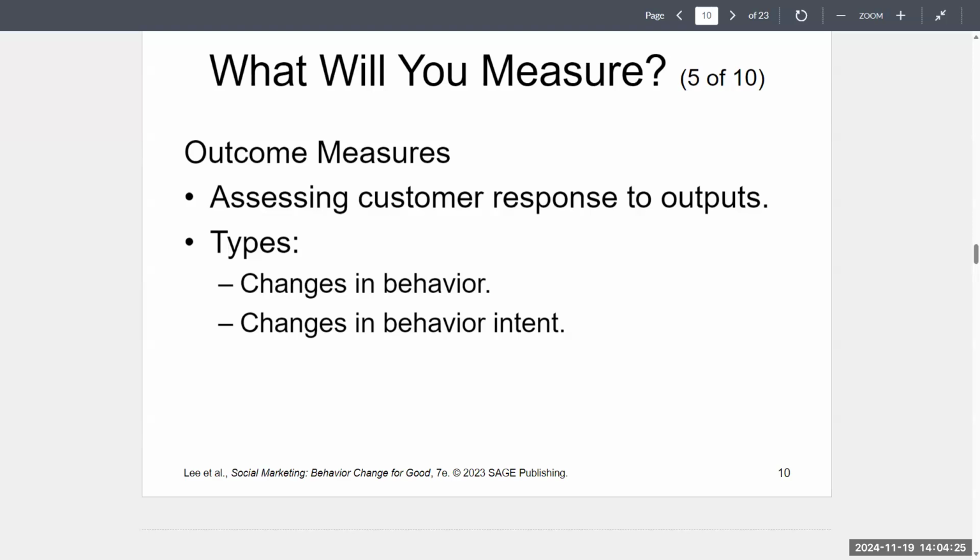So if you want people to quit smoking, it would be a change in that behavior that they actually quit smoking. Or was there a change as a result of your output? Was there a change in behavior intent? So do they, because of your workshop, now intend to stop or quit smoking? Make sense? Cool?